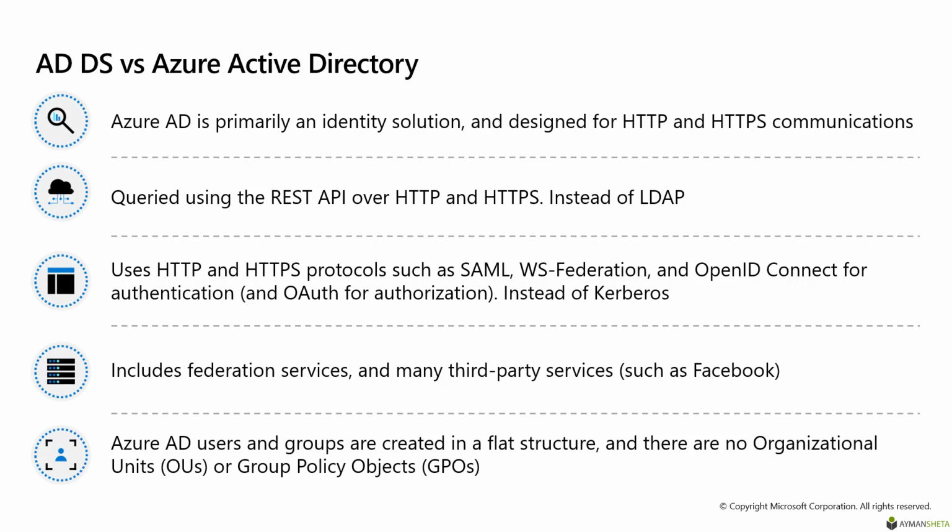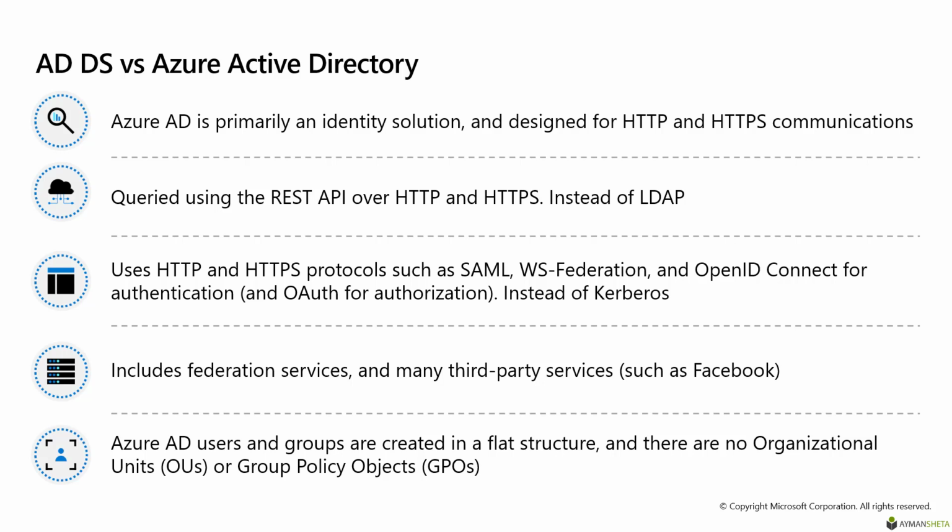As we are going with the hybrid solution using Azure AD and Active Directory Domain Service, we should understand there are many similarities between both, but at the same time there are also many differences. Let's go through some of the characteristics of Azure AD which make it different. First, identity solution. Azure AD is a primary identity solution designed for most internet-based applications, which use protocols like HTTP or HTTPS.